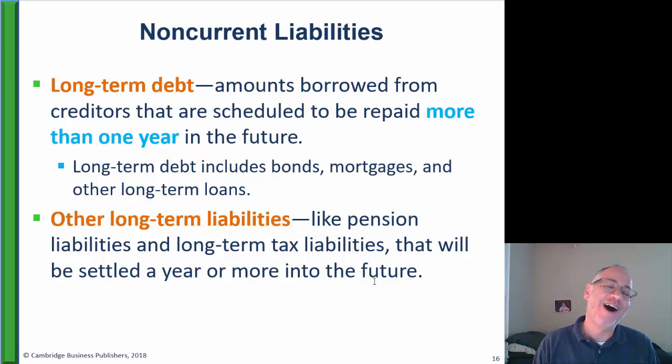Other long-term liabilities, besides long-term debt, the most common ones are pension liabilities and long-term tax liabilities. We're going to talk about both of these. Pension liabilities is when you offer your employees a defined benefit pension plan, which very few companies do nowadays, or if you owe taxes in the long run, which is not uncommon at all.